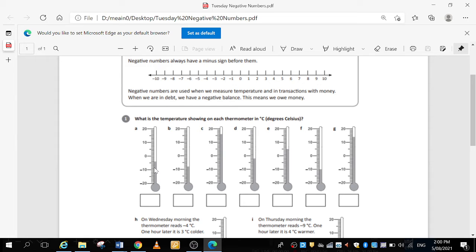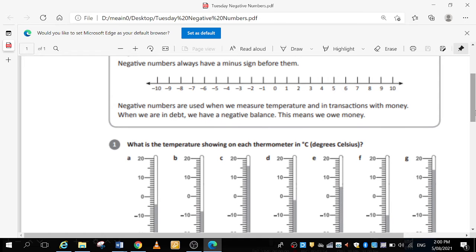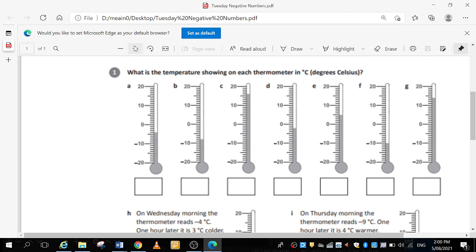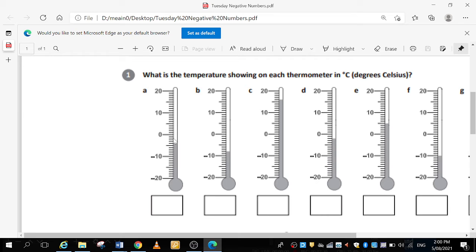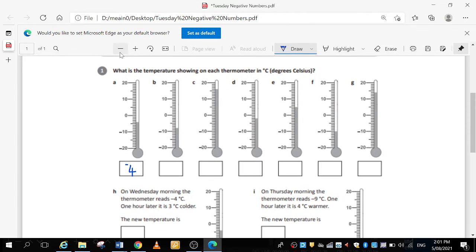So if I'm working on this first one here, I'm counting 0 and then it goes 1, 2, 3, 4, 5. Okay, but I'm going to zoom in a bit more because we all know Miss A is getting a little bit old and she needs some glasses. Okay, so -1, -2, -3, -4. So we would write in -4. Okay, that's what I need you to do this week. All right, so have a go at doing those.